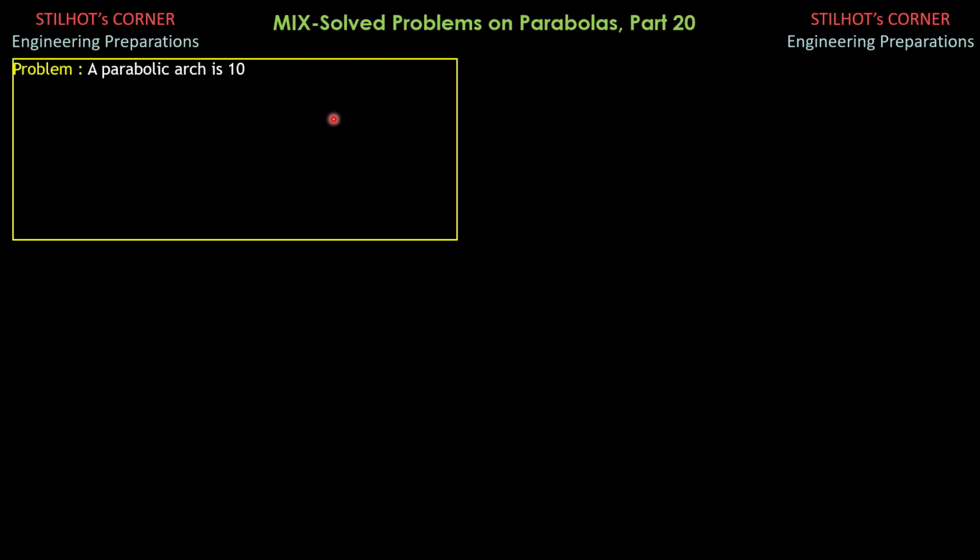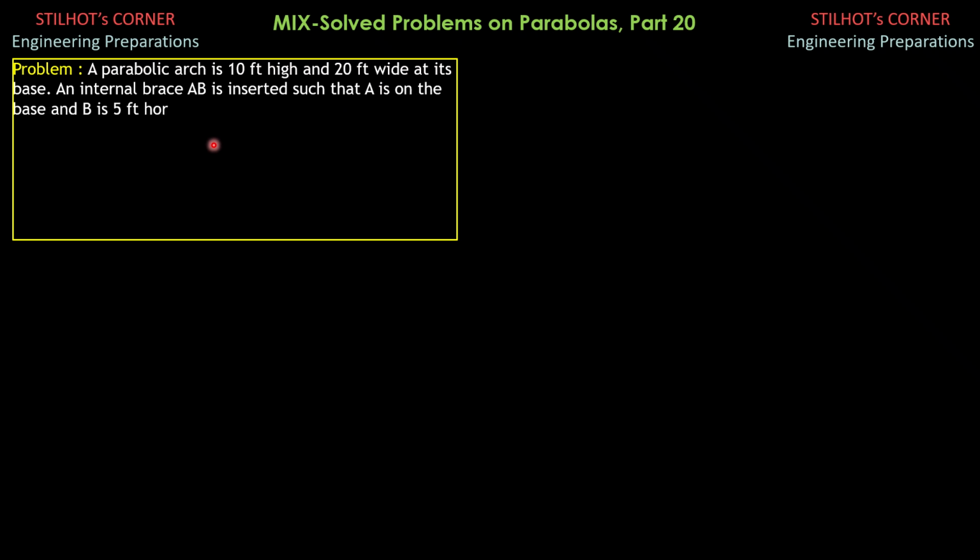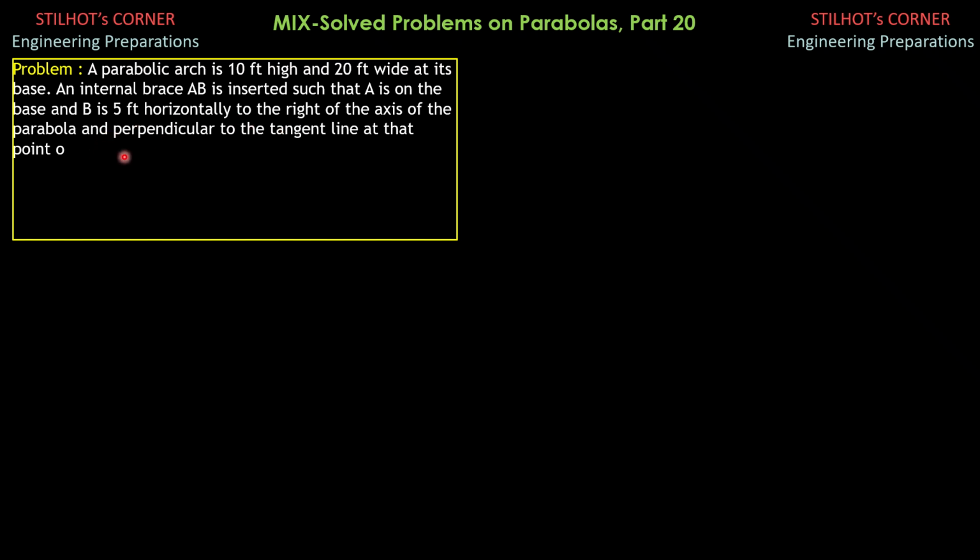A parabolic arc is 10 feet high and 20 feet wide at its base. An internal brace AB is inserted such that A is on the base and B is 5 feet horizontally to the right of the axis of the parabola and perpendicular to the tangent line at that point on the arc. Letter A, find the length of AB.